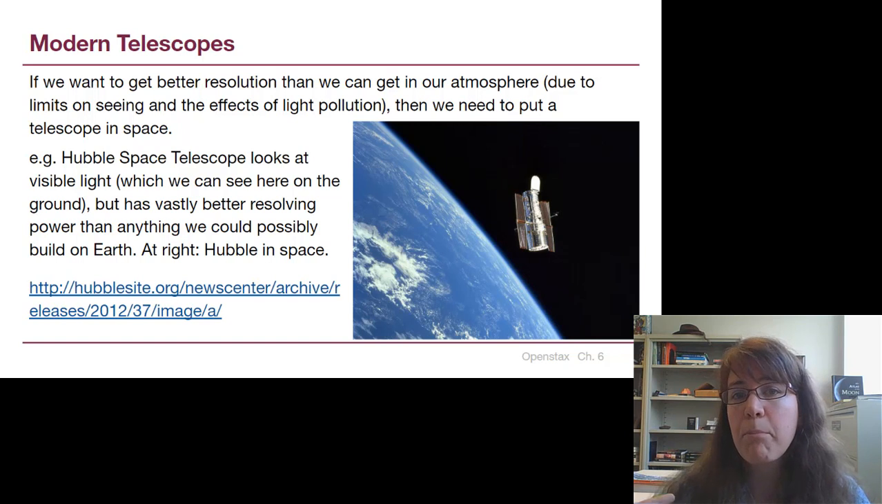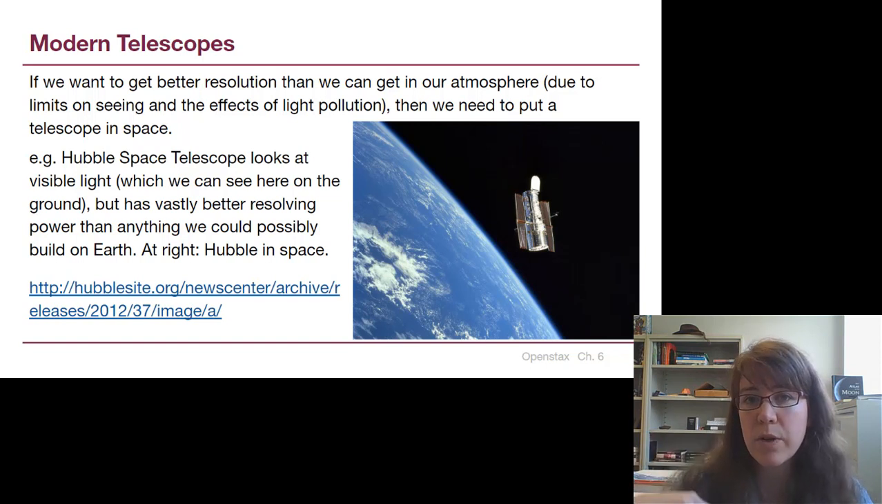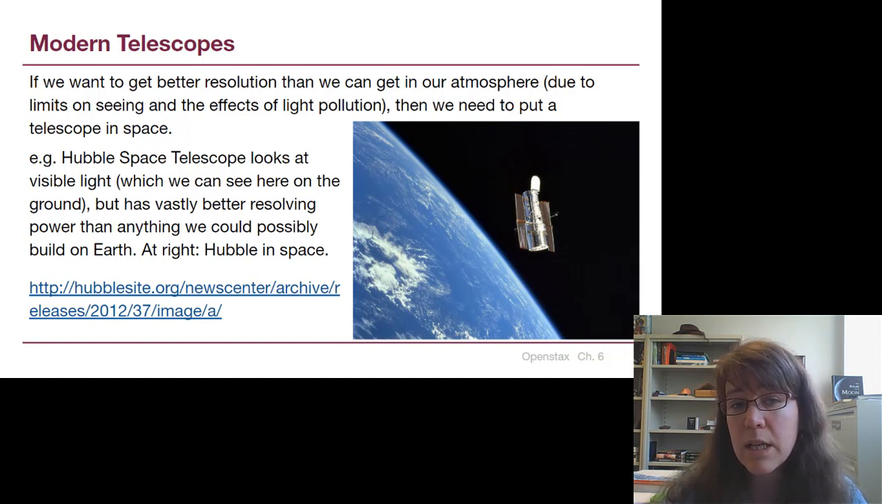Now, we can make bigger and better telescopes on the ground, but we'll still have the effects of seeing, so going through the atmosphere, having that resolution limit because of the air, and light pollution, which is becoming a larger and larger issue. In order to get past all of that, we really do need to put a telescope up into space. So for example, Hubble Space Telescope uses mostly visible light, but it has vastly better resolving power than anything that we can build on Earth, no matter how large we build.